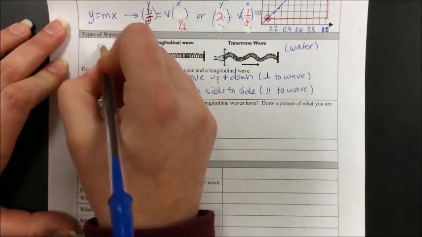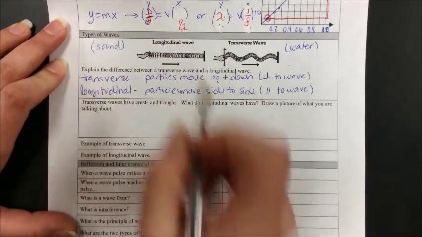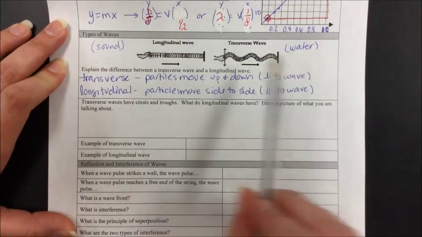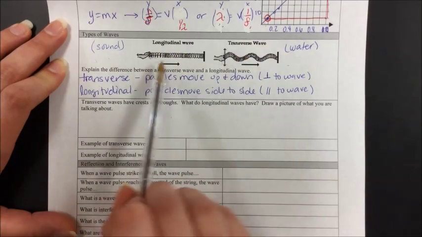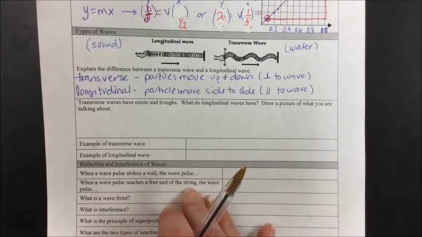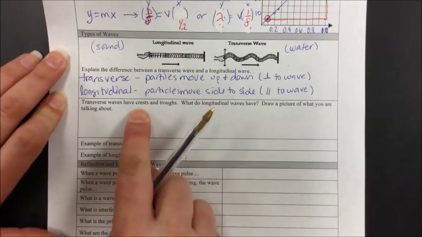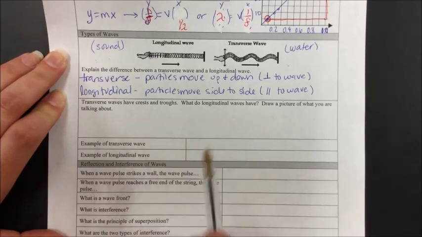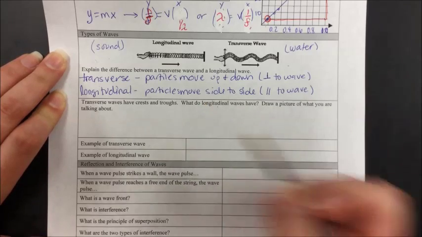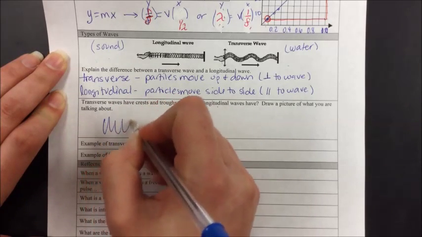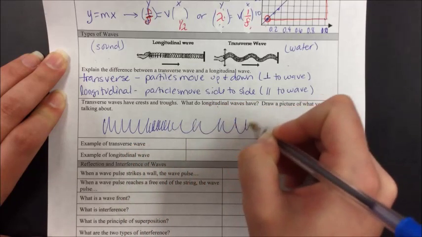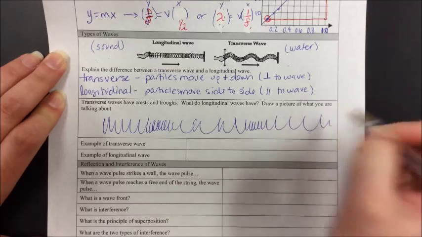And then longitudinal, an example of that will be sound waves. Although often we illustrate sound waves as transverse waves because this is a lot easier to see than our longitudinal wave. So transverse waves have crests and troughs. That's what we identified at the very beginning. And then longitudinal waves, so we're going to draw stretched out and then a part that's together and then stretched out, and then a part that's together and then stretched out again.